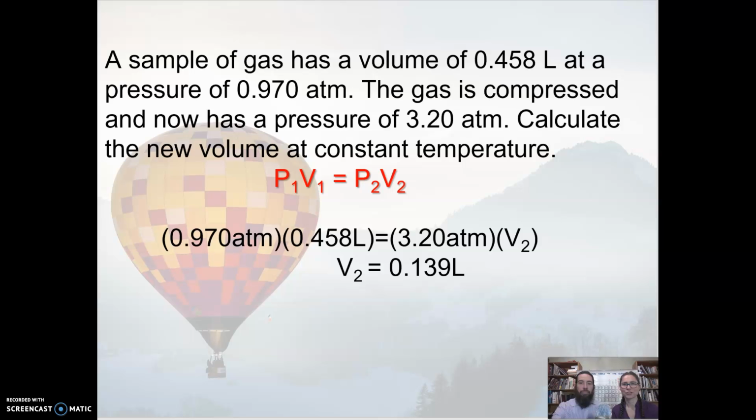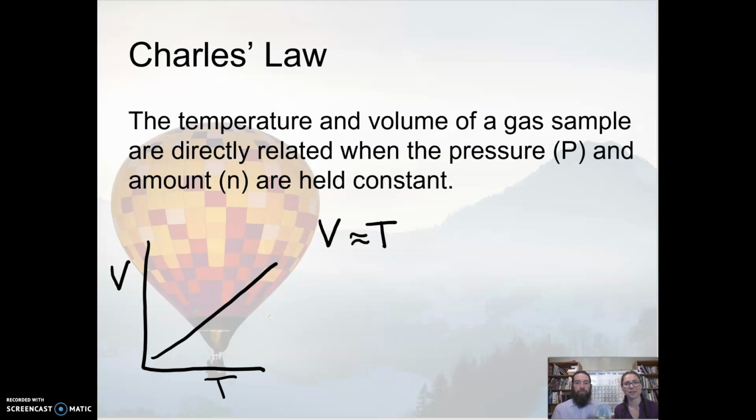One thing you want to make sure of is that your pressure unit on either side of the equal sign is the same, and your volume unit is also the same. So here's another law, Charles' law.